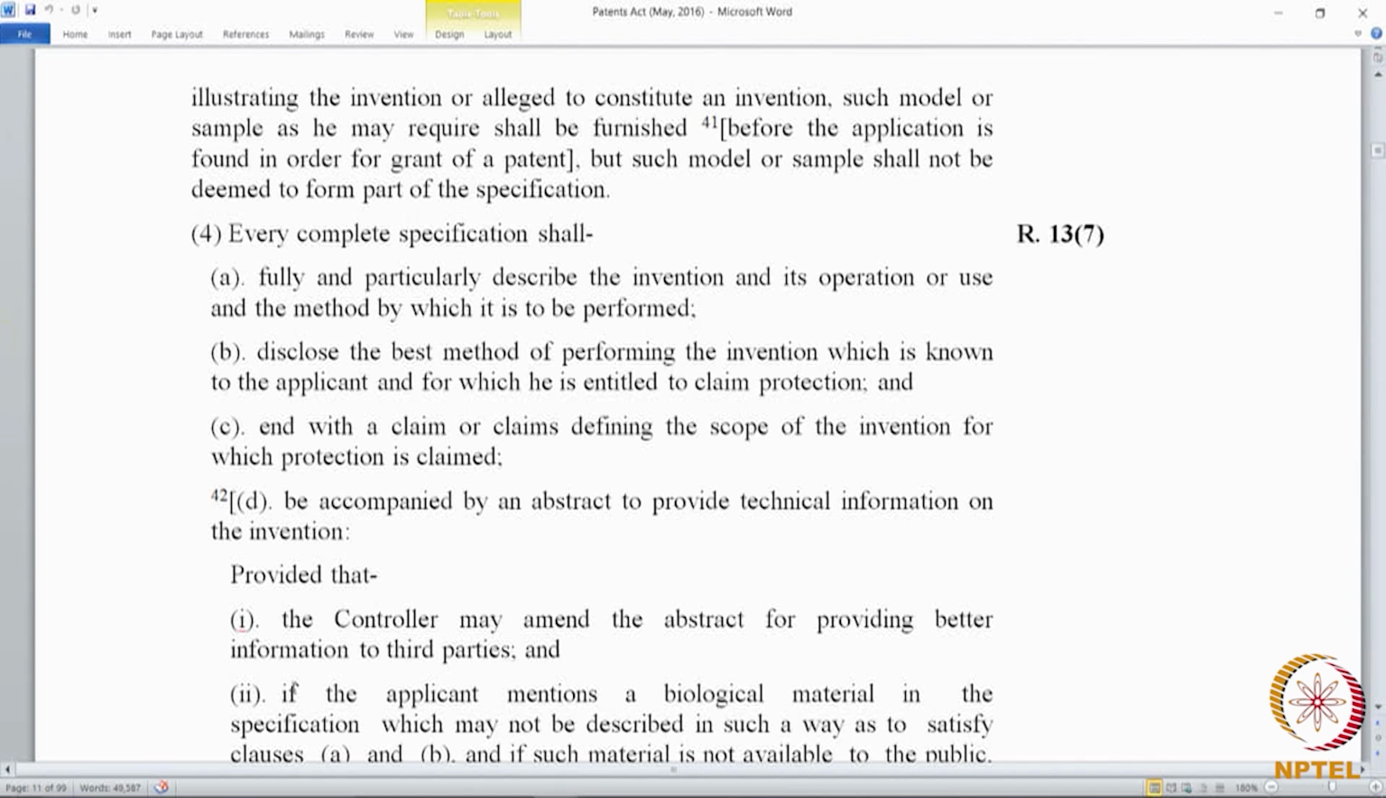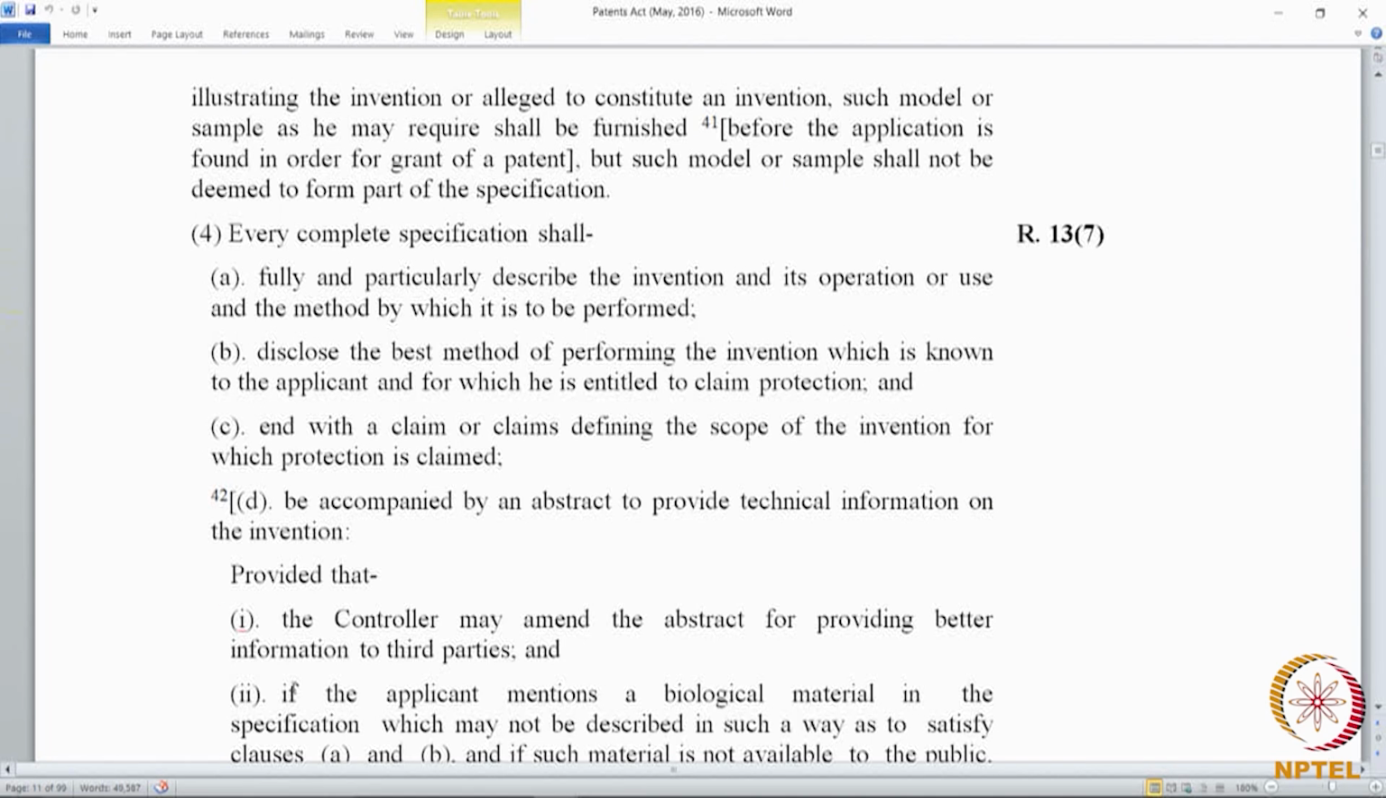B, the complete specification has to disclose the best method of performing the invention which is known to the applicant and for which he is entitled to claim protection. So, not only should the invention be described and its working shown, but the best method of performing the invention should also be disclosed. C, the complete specification should end with a claim or claims defining the scope of the invention for which protection is claimed.